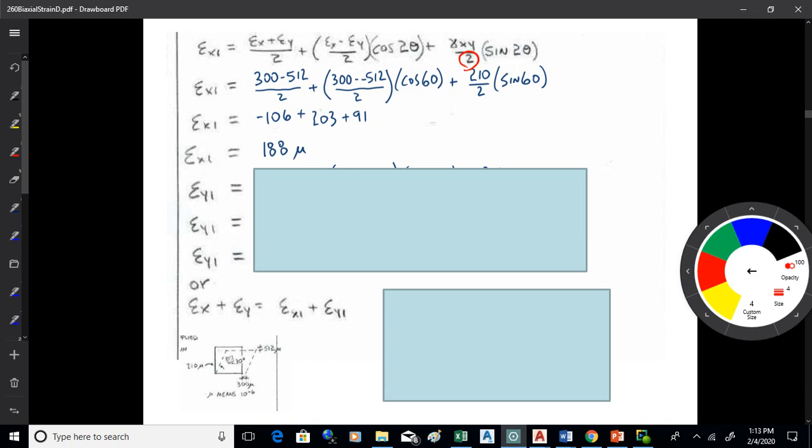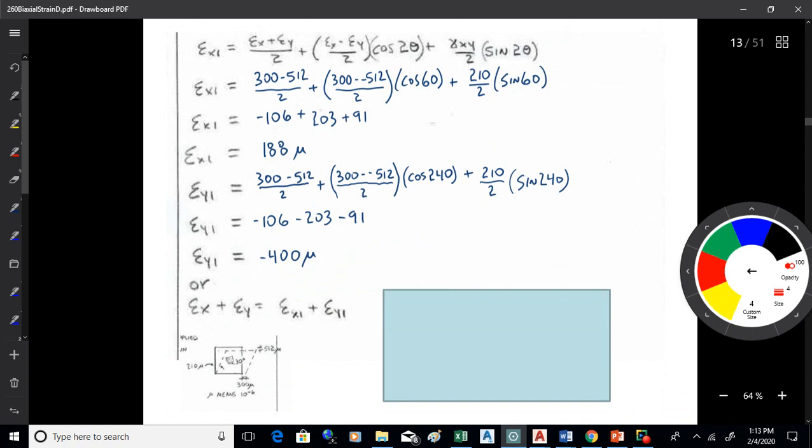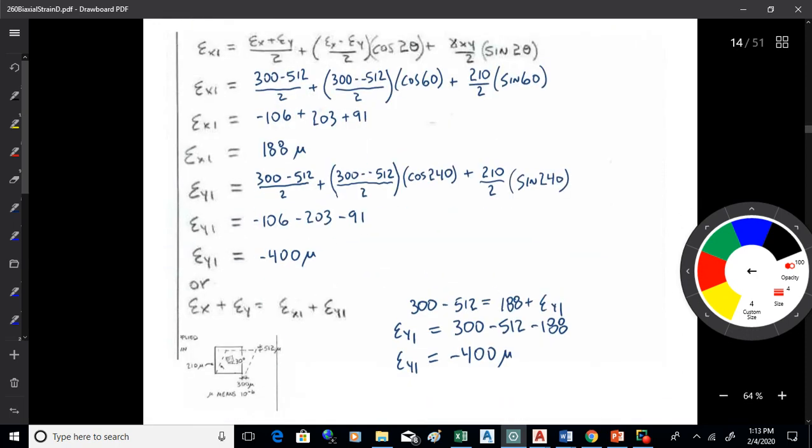All right, now if you want to find the strain 90 degrees off of that, because we're looking at that little element, you just plug in 120, and twice 120 is 240. You plug that into the equation, and you'll get the strain is negative 400. You can use an alternative equation too, which is very similar to what we were doing with stress. So there's an awful lot of similarities between this stuff and stress.